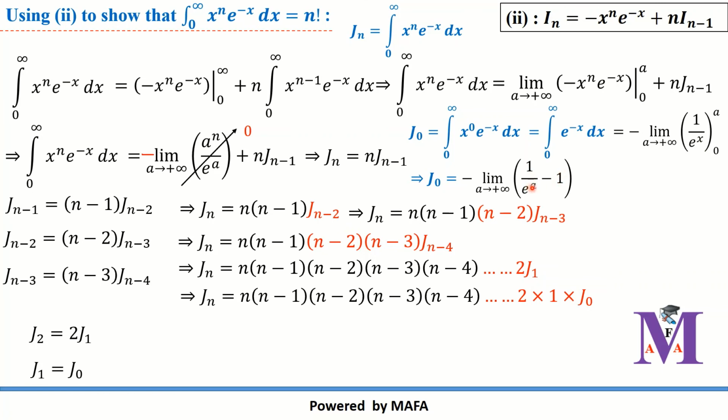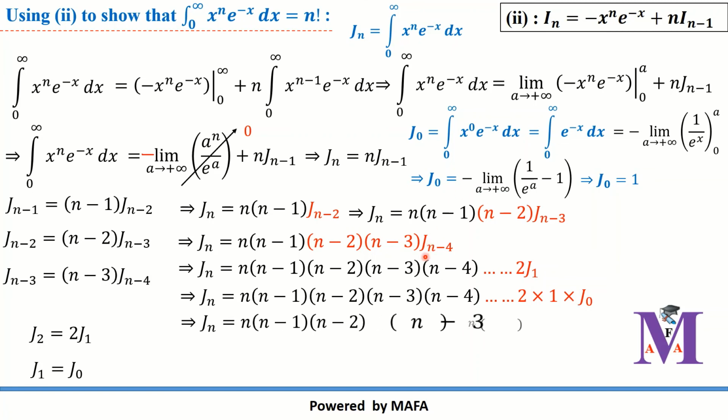Now clearly, as a tends to infinity, e to the a tends to infinity, so 1 over e to the a will be tending to 0. So the interior here gives us 0 minus 1, which is negative 1. We have a negative sign out here which multiplies to give us what? Positive 1. So it means my j0 is equal to 1.